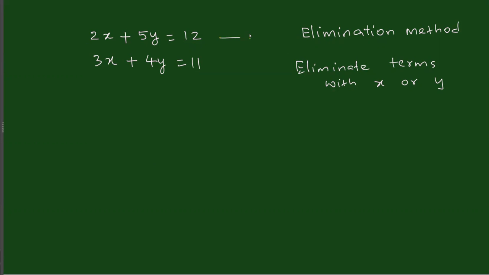So we multiply the first equation with 3 and the second equation with 2, so that the coefficient of x in both the equations is the same. Multiply equation 1 with 3. Now why are we selecting 3? Because 3 is the coefficient of x in the second equation. And then multiply equation 2 with 2.